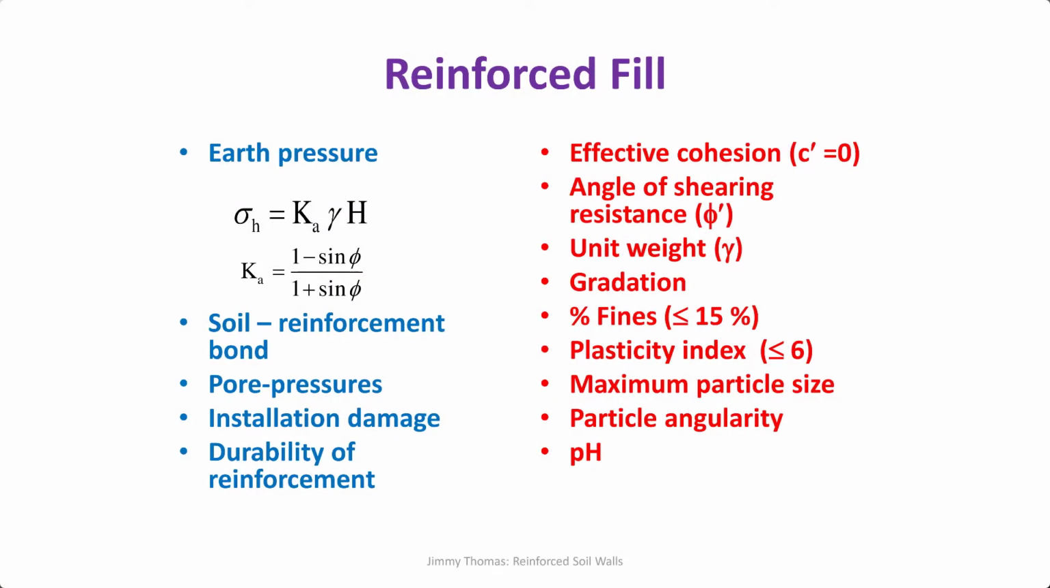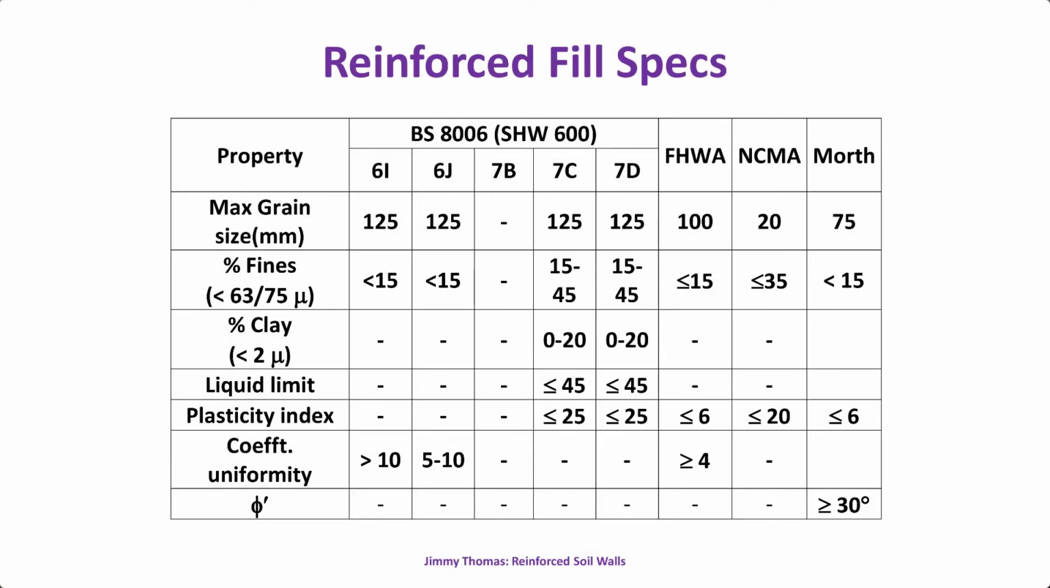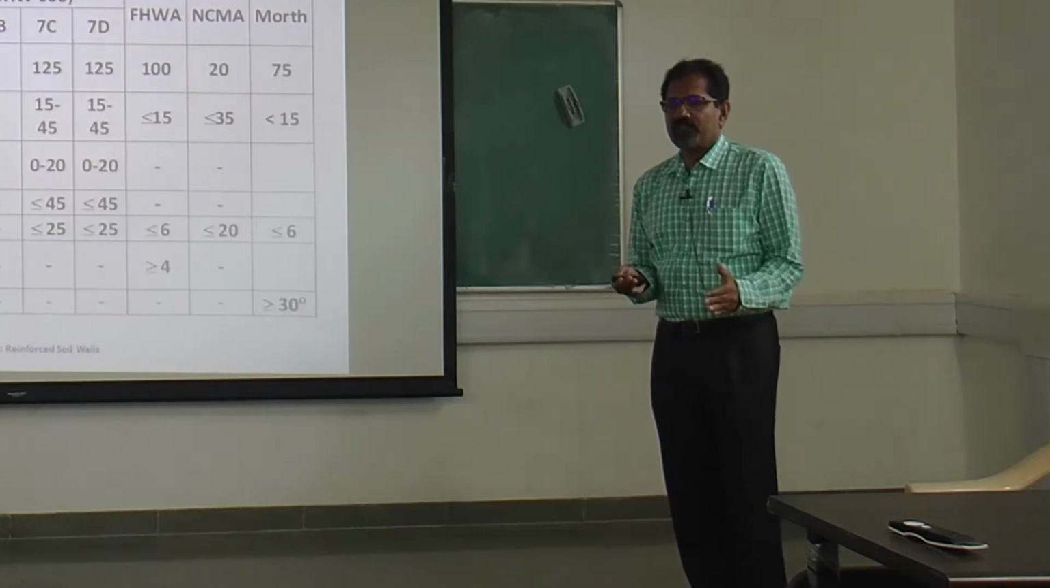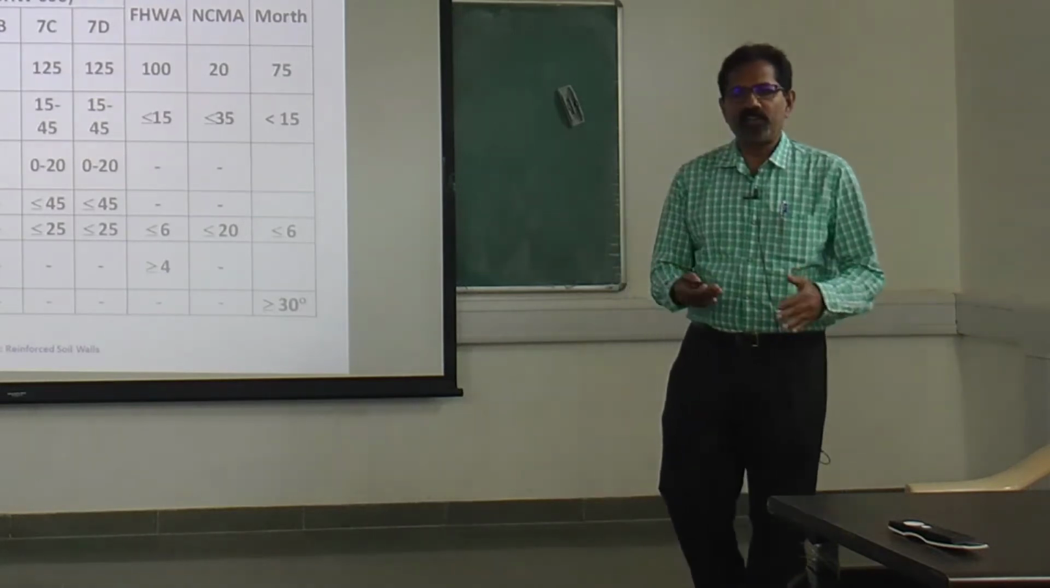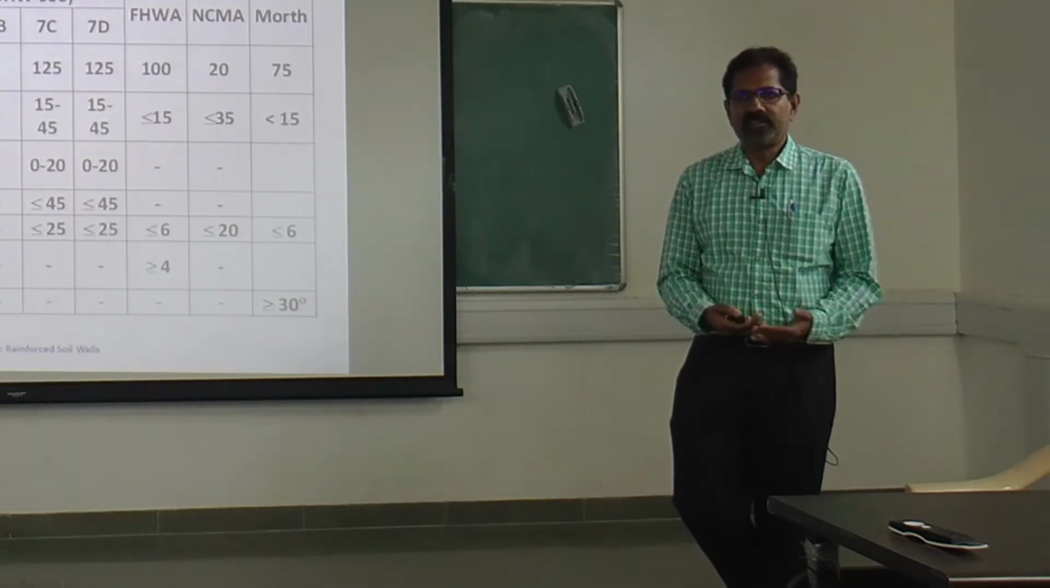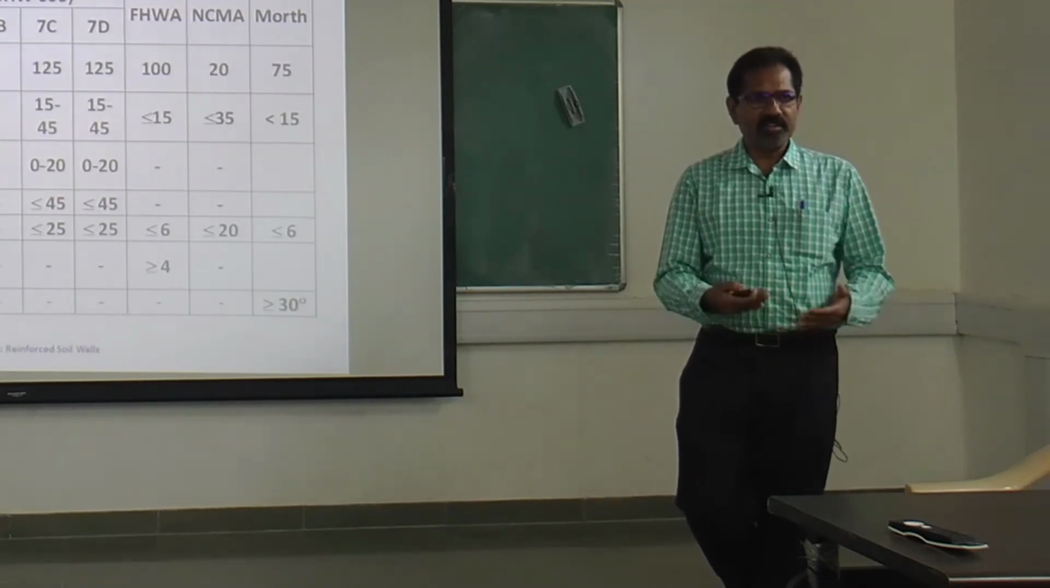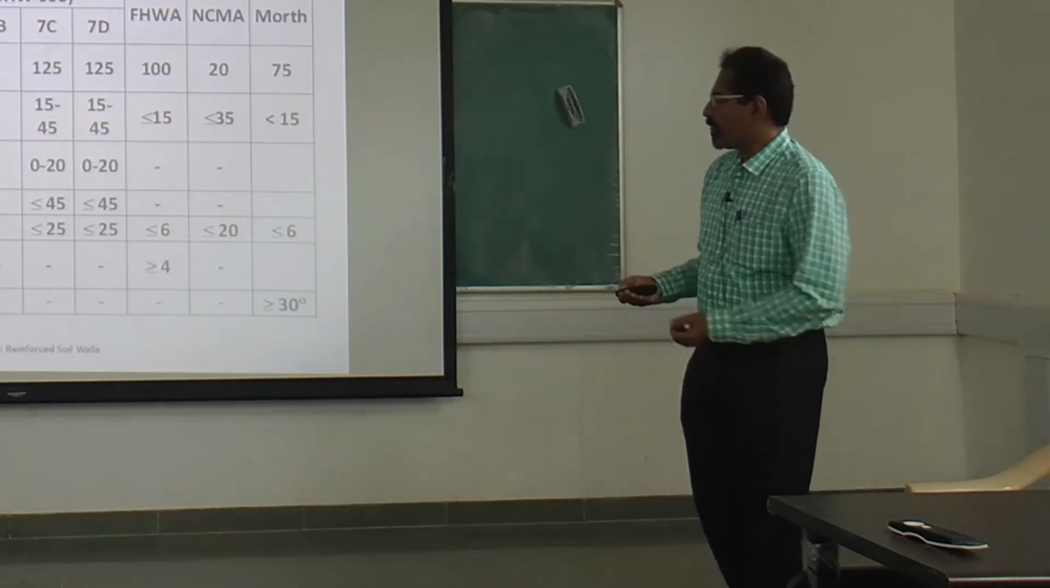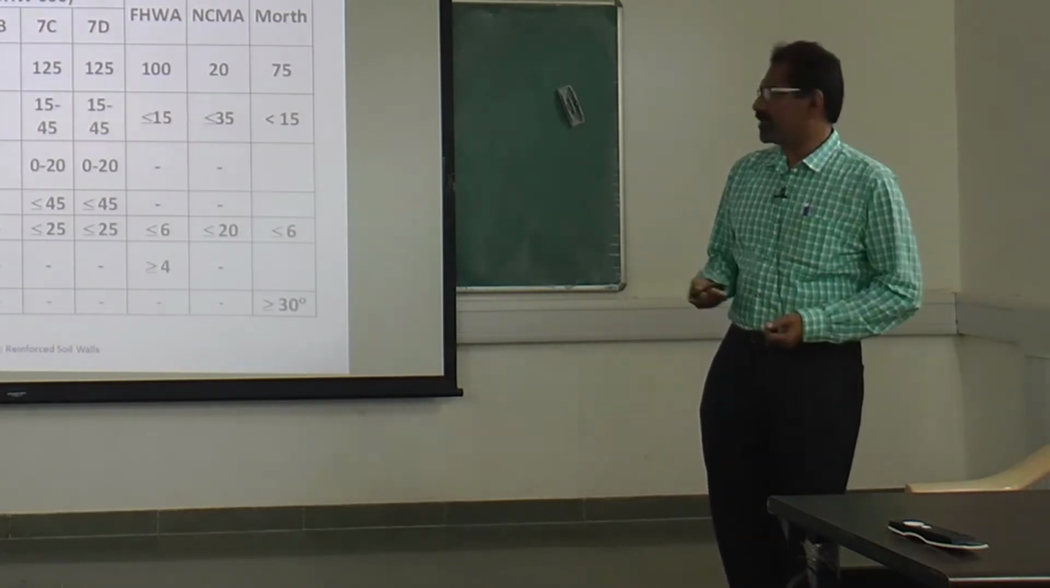So these are the properties which again the code specifies; there are certain limits like that. So we have to use that. Different codes have given different specifications. So normally what's a good quality reinforced soil? One criterion is the fines should be less than 15%. So what we call a granular fill. If fines are more than that, then it is poorly draining, and it's more difficult to compact also.